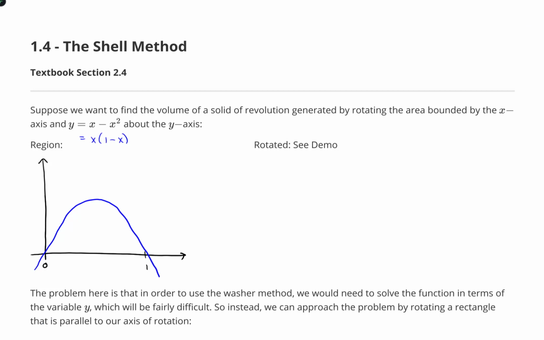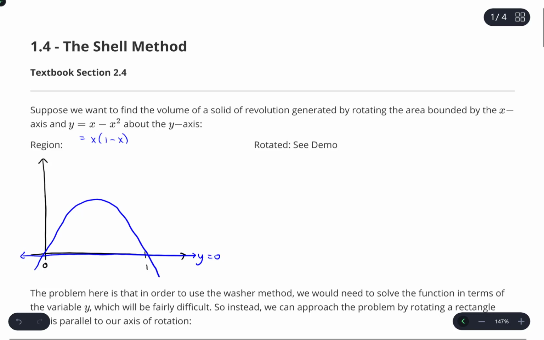Now, it's bounded by the x-axis, so that's y equals 0. And so now we can clearly see the region that we are encompassing, and I'm, of course, meant to shade that in. There we go. Okay, so with that, let's take a look at the axis we're rotating around.